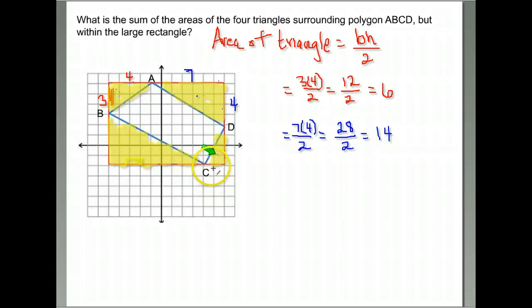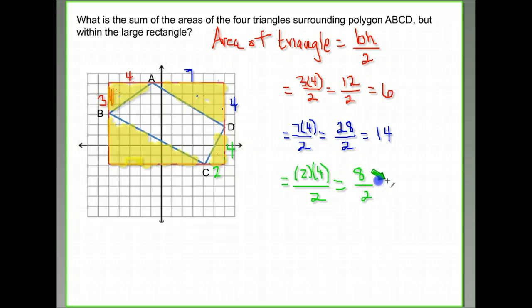Here is our next triangle. Its lengths are here. This side has a length of 1, 2 squares, and this side has length of 1, 2, 3, 4 squares. So our area is going to be 2 times 4 divided by 2. 2 times 4 is 8, and 8 divided by 2 is 4. So that triangle has an area of 4, and we only have one more to go.